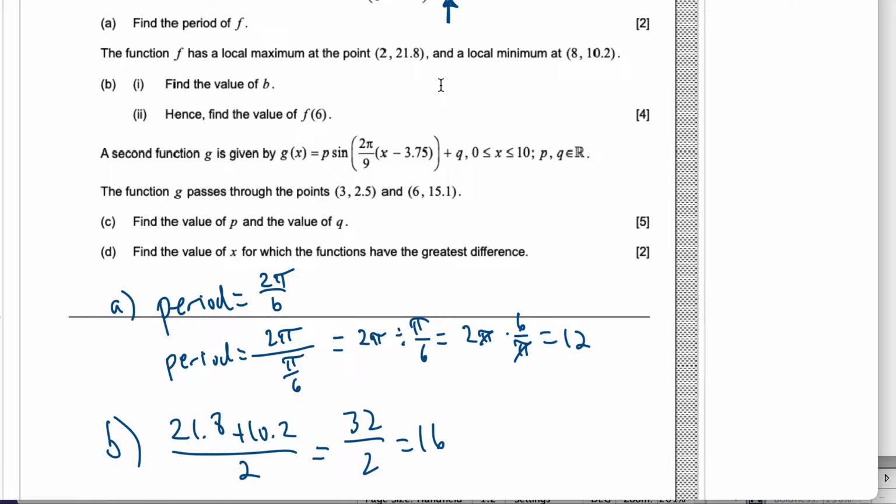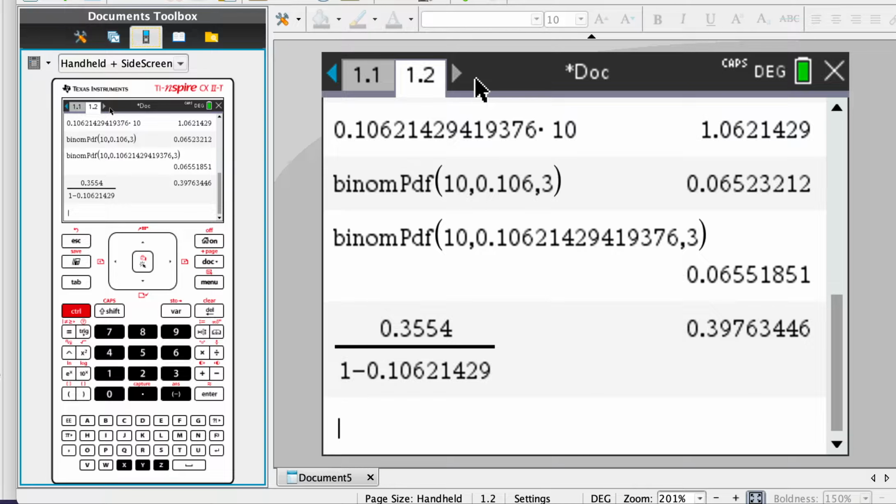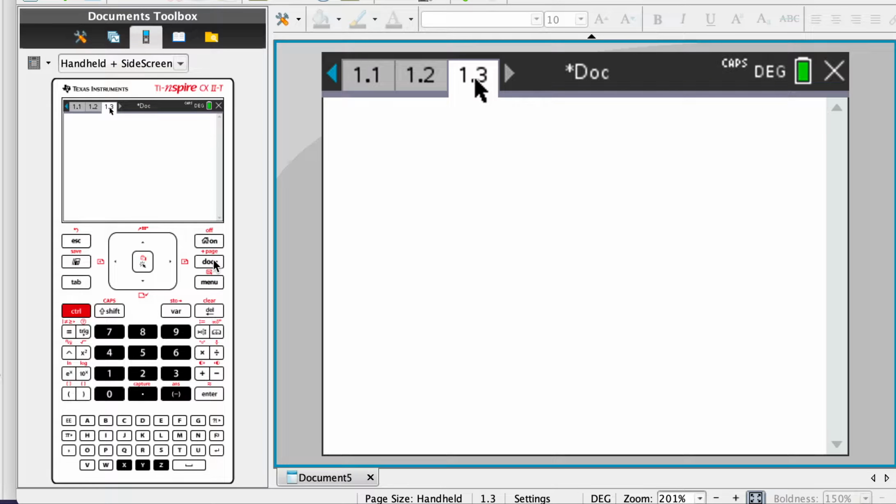Part 2, hence find the value of f of 6. Of course we're just going to have to substitute x equals 6 into this equation. I'm definitely going to use a calculator here. Let's just get a new page maybe. So what is 5.8 times sine? Already this needs to be in radians. Let's just change that. And it is sine pi over 6.